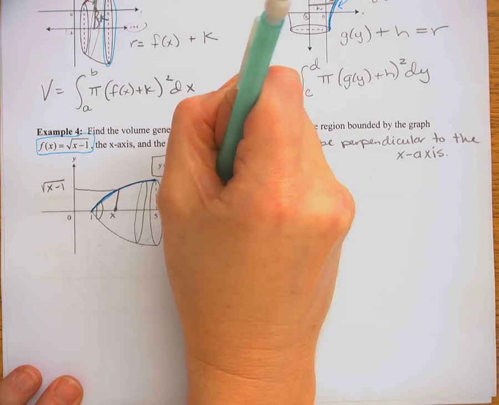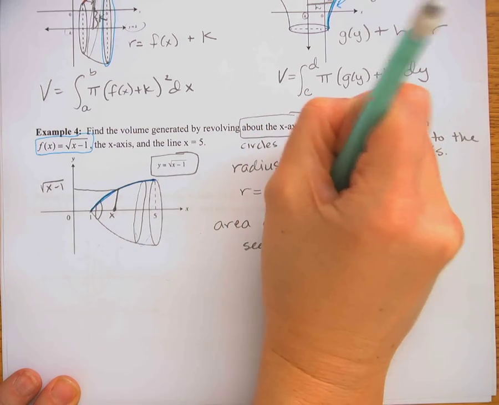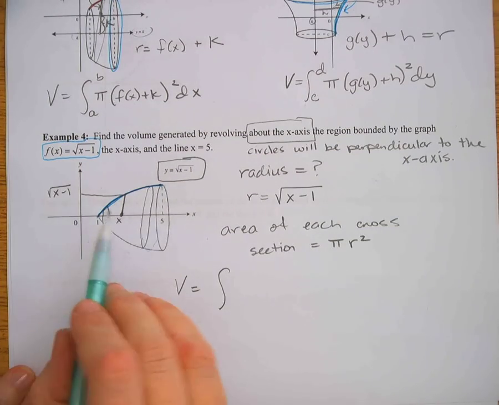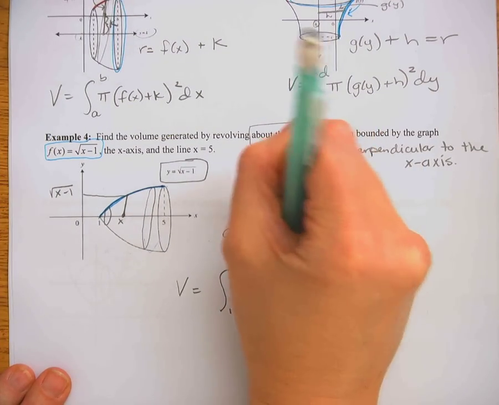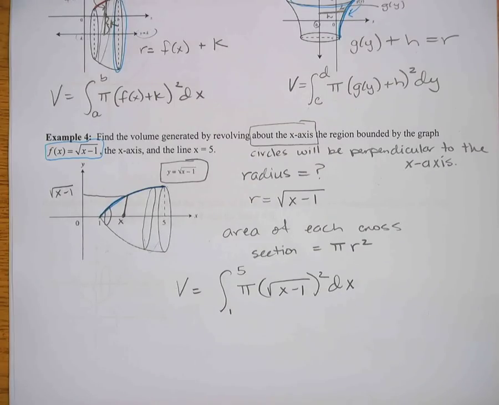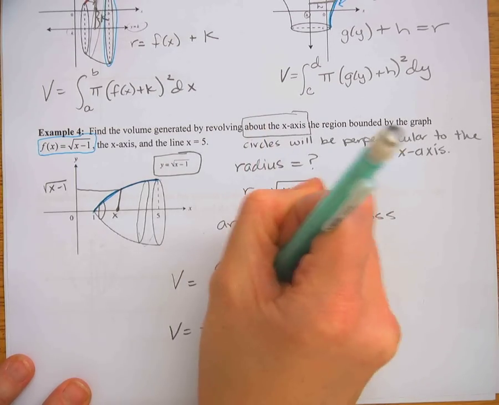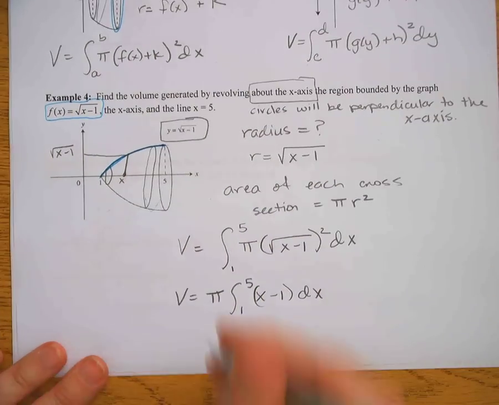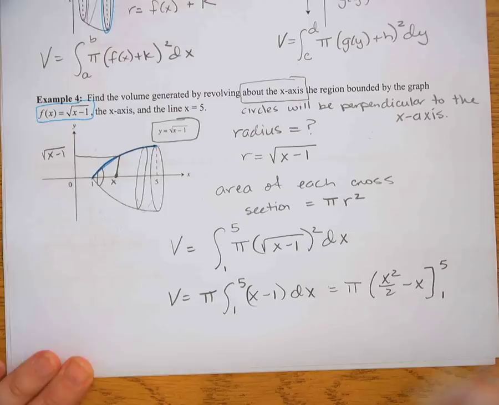So then the volume, or actually I should say this, the area of each cross section is equal to pi r squared. And so the volume then would be the accumulation of all the area from 1 to 5 of pi times that radius squared. And then integrating with respect to x, since we revolved around a horizontal line, specifically the x-axis. Okay, so we're going to go ahead and simplify this a little bit. I'm going to pull the pi out because it's a constant, and sometimes it's easier to just pull the constants out. I'm going to square this and that makes the square root sign go away. So then this becomes pi times x squared over 2 minus x, evaluated from 1 to 5.